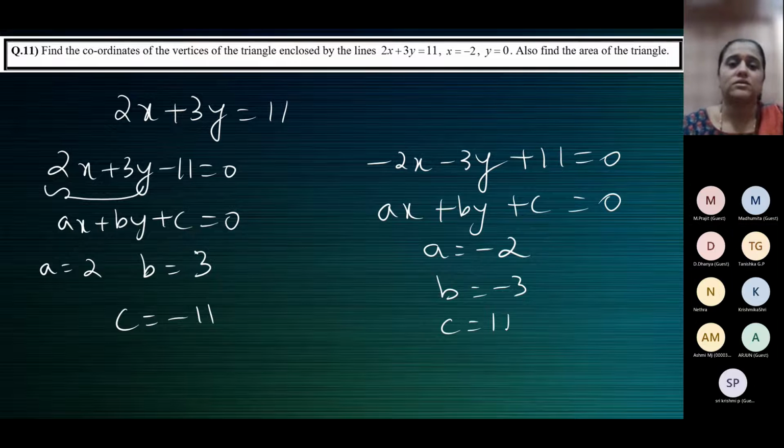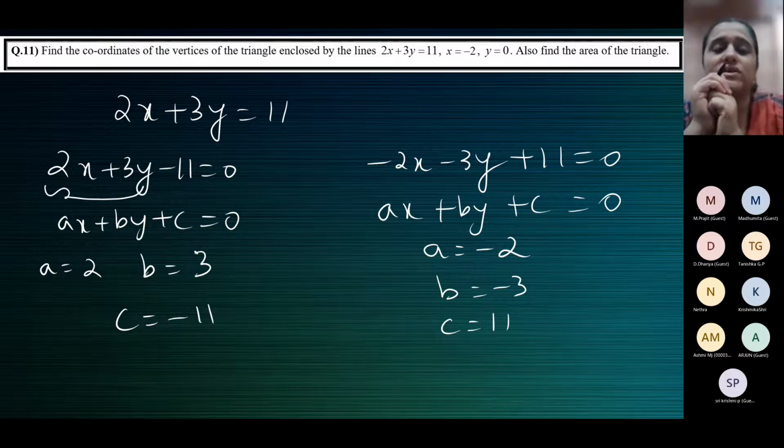Both are correct. So you can tell me C is 11 or minus 11. But C is not 0, no? That means the graph of this equation will not pass through the origin. This is another thing we have understood.